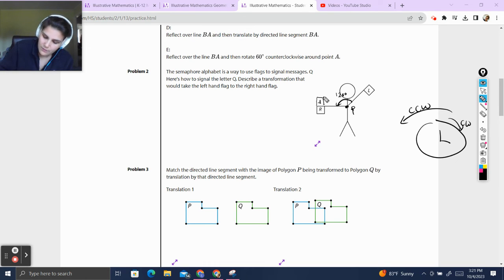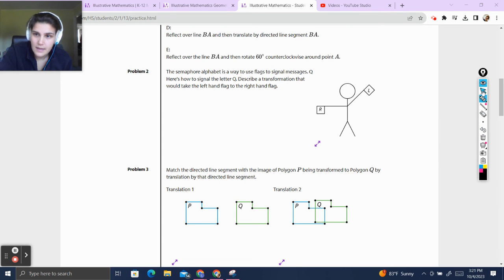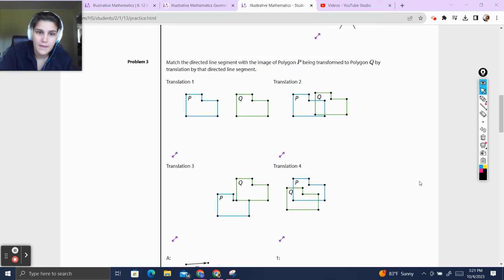And so we're going to reflect over this guy's right arm. So one, we're going to rotate 120 degrees counterclockwise around point P. Then we're going to reflect over the dude's right hand. And that's going to line up the two flags, or it's going to get flag L over to flag R. All right, pause if you need to go over this as I go on to the next question.